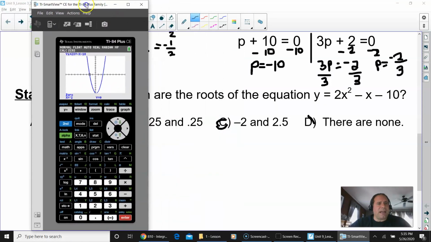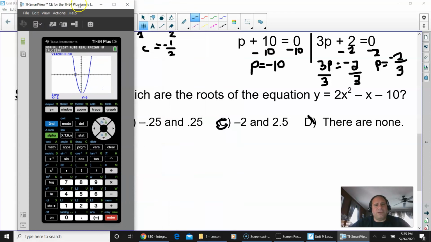Let me just look at A. A is out. 2 is my answer. It looks like 2.5 also on the other side. You see how it goes through there? But I'm just going to go check, and second function trace and 0 again. And I am going to bring it all the way over left bound, and I'm going to stop right about there.